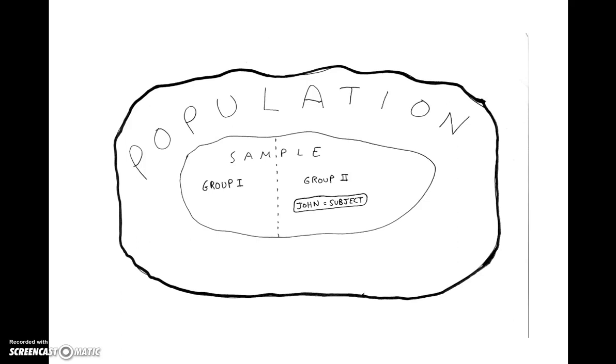Now, let's look at this particular diagram. The biggest circle is population. A smaller circle within the larger one is the sample, those people actually observed. And then we can divide the sample into different groups that we actually compare. An individual subject, John, would be a member of one particular group within the sample. He's also a member of the sample, and he's also a member of the larger population.